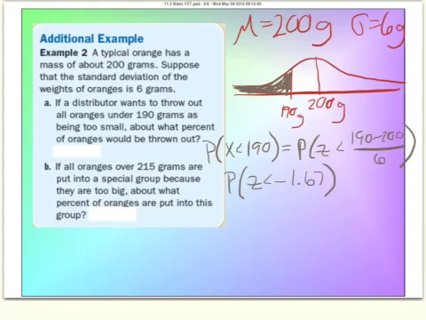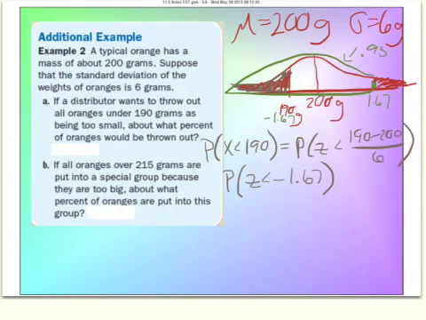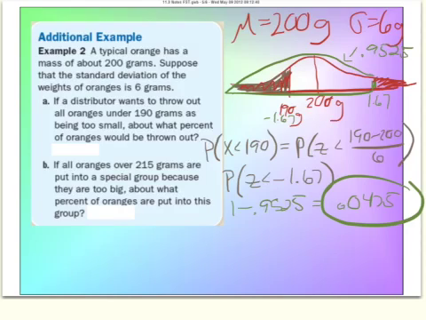Again, the table can't find negative 1.67. It finds positive 1.67, which is going to be about right here, because this is the negative 1.67, and it gives us this particular area. However, we know that this tail right here is going to be the same as this tail here. So the area that I boxed off in the green, if you look up 1.67 in the table, is going to be 0.9525. And if we do 1 minus 0.9525, the area in that brown tail is about 4.75%.